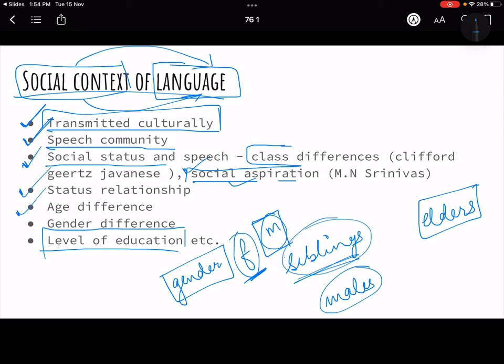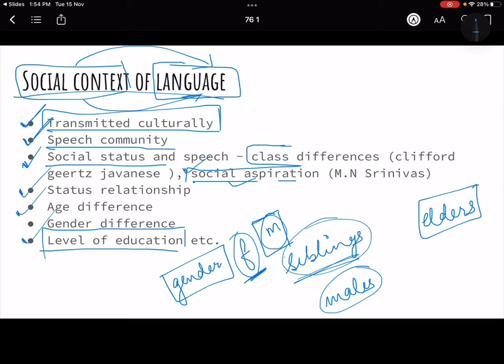They even abuse certain times, right? So females and males, they have a general difference, and that is also a social context of language, right? So level of education also matters. ठीक है, a person who is more educated will definitely have better language skills, because he has learned that formally.